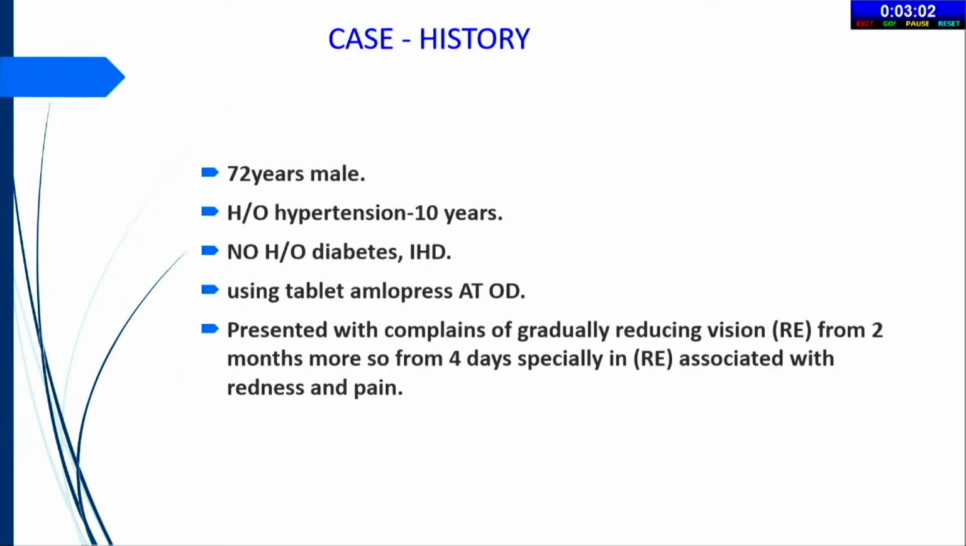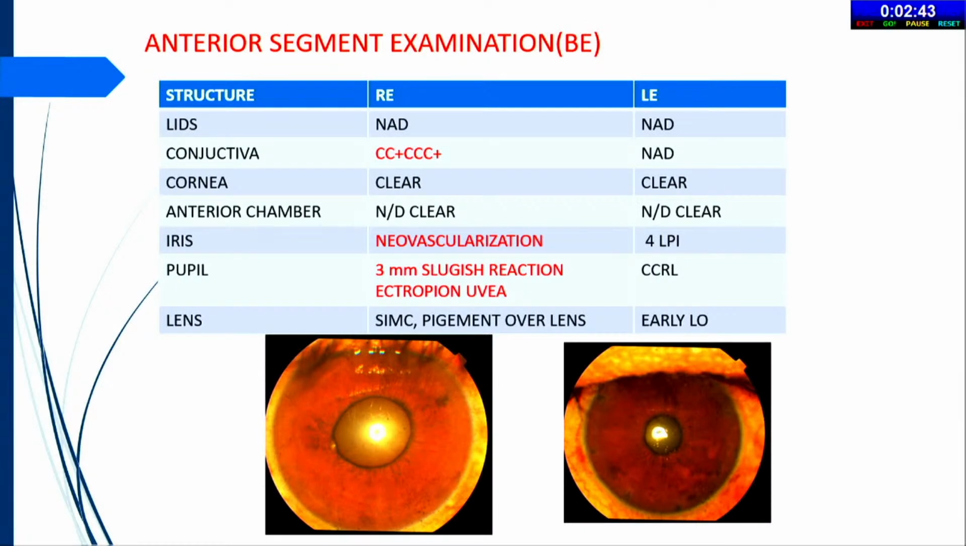So with this, I will come to one case of mine, which is a 72-year-old male, hypertensive, non-diabetic, not having any ischemic heart disease, presented with a gradual diminution of vision in both the eyes, which was more marked in the right eye. And now he had sudden severe pain and redness in the right eye. And this was his anterior segment examination and the fundus photo.